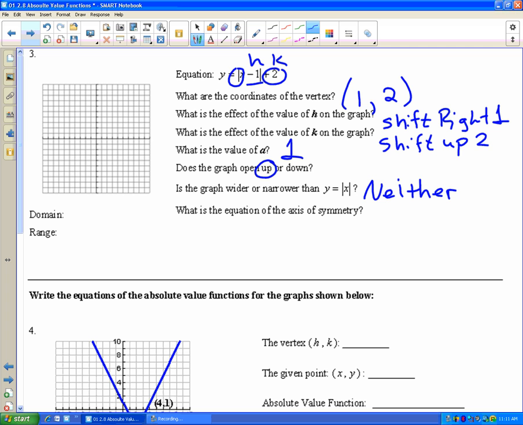What is the equation of the axis of symmetry? That's going to be x equals the x coordinate, which is 1. So I start with my vertex. Right 1, up 2. There's my vertex. My axis of symmetry is x equals 1.